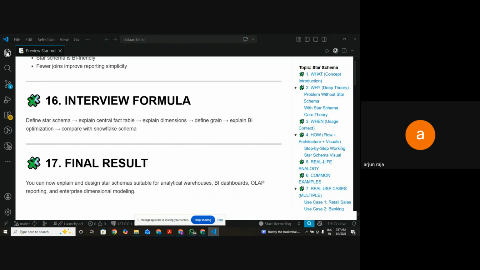Define star schema, explain central fact table, explain dimensions, define grain, explain BI optimization, compare with snowflake schema. Okay, you can now explain and design star schema suitable for analytical warehouse, BI dashboards, OLAP reporting, and enterprise dimensional modeling.